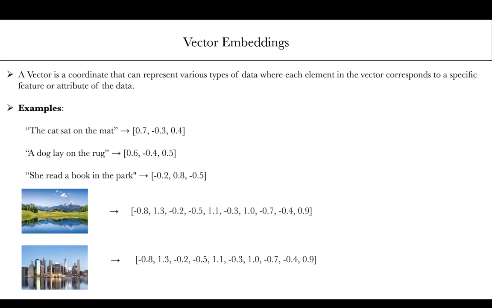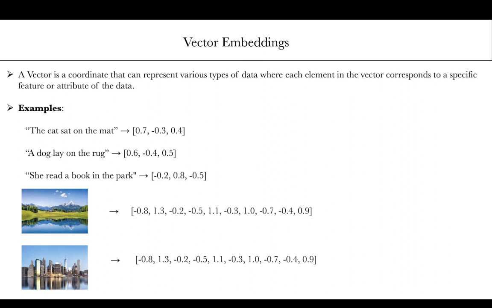But vectors aren't just for text. They can represent any data type, including images. For instance, a scenic landscape could be represented as a more complex vector that you can see on the screen. Through vectors, we convert raw data into a language that AI systems can understand, paving the way for operations like similarity search, classification, and clustering, essential for the next generation of AI applications.